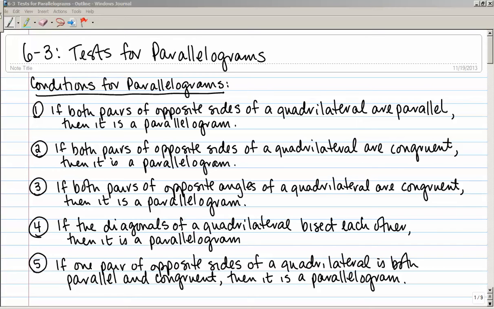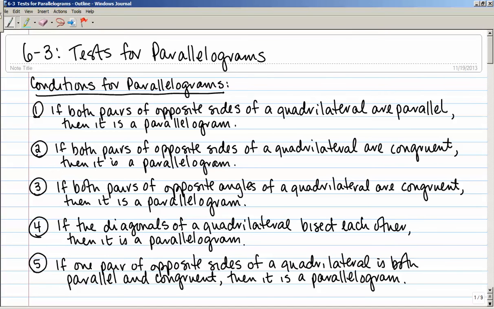Number three, if both pairs of opposite angles of a quadrilateral are congruent, then it is a parallelogram. So we have a quadrilateral, we have both pairs of opposite angles being congruent to each other, therefore we can conclude that it is a parallelogram. And if the diagonals of a quadrilateral bisect each other, in other words, if the diagonals of a quadrilateral cut each other in half, if their point of intersection is the midpoint of each diagonal, then it is a parallelogram.